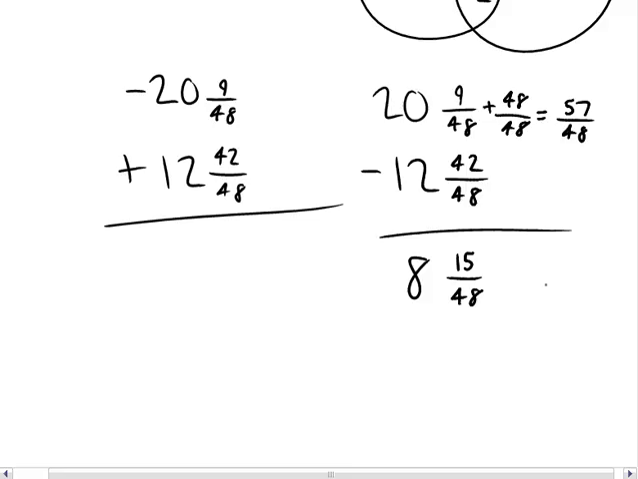Since there are more negatives than positives, our answer is going to be negative. But yet, we're still not done. We still have to simplify our fraction, since 15 and 48 are both divisible by 3. So our answer is 8 and 5/16.